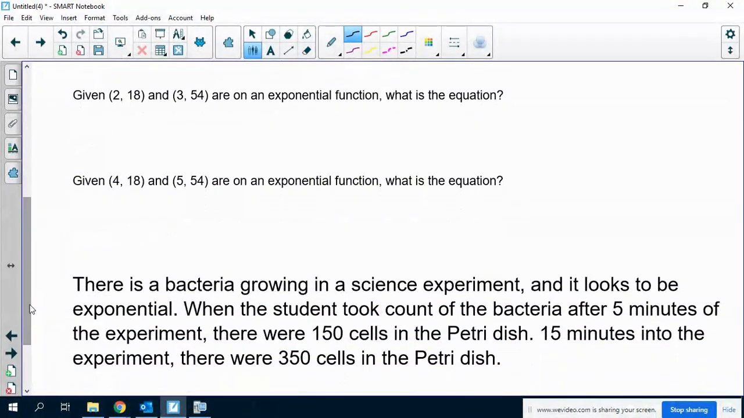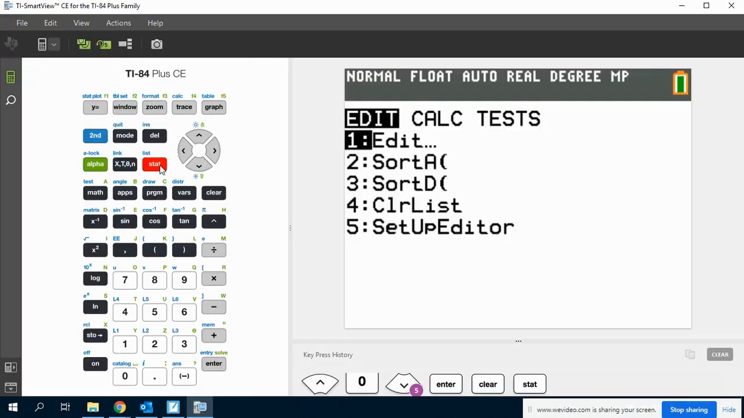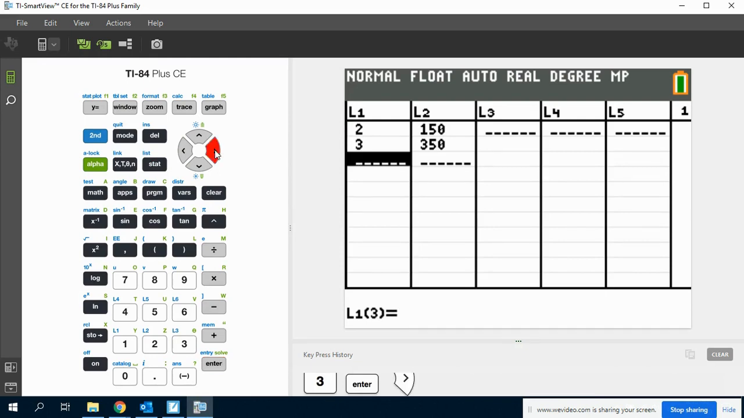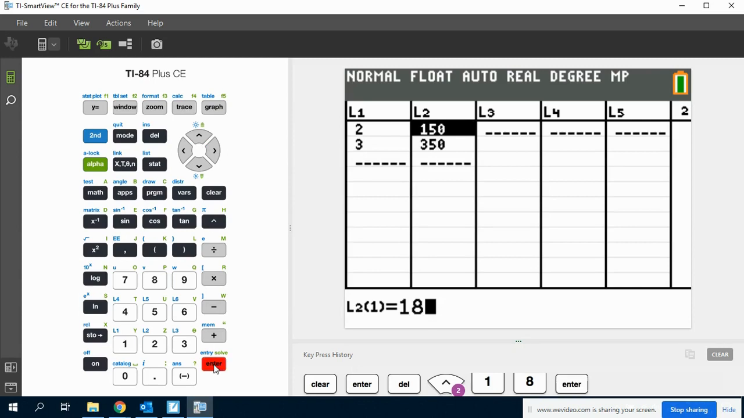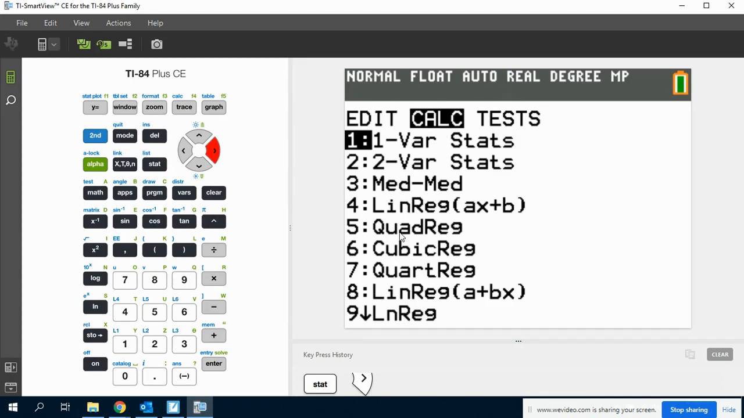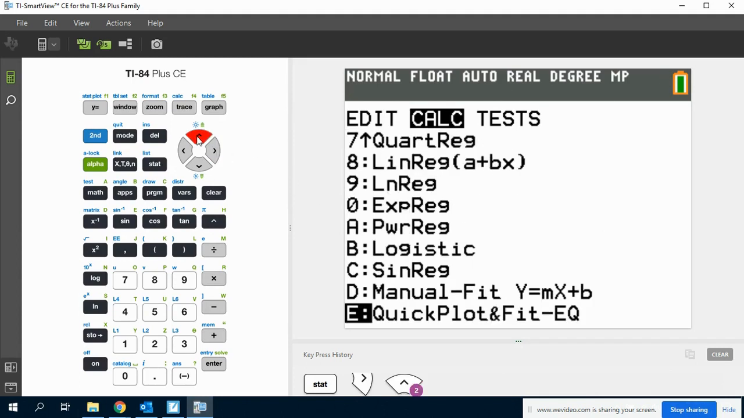So let's do a couple of quick examples. Given (2, 18) and (3, 54) are on an exponential function. So stat edit, (2, 18) and (3, 54) are going to be on the function. Then I go to stat, calc, just like we always have. And we have linear regression, quadratic regression, cubic regression, all those things. We're going to go to exponential regression, which is option 0. So exponential regression is option 0.